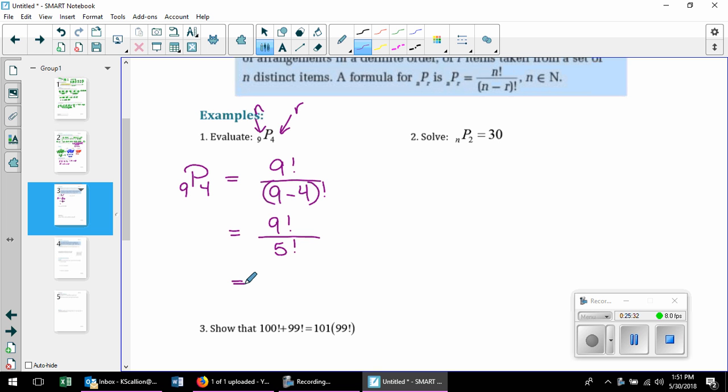So for the rest of us, as we go along, we're going to expand again. I'm going to have 9 times 8 times 7 times 6 times 5 factorial all over 5 factorial. Those will cancel each other out. When I multiply those through, it's 3,024, which I would agree with.